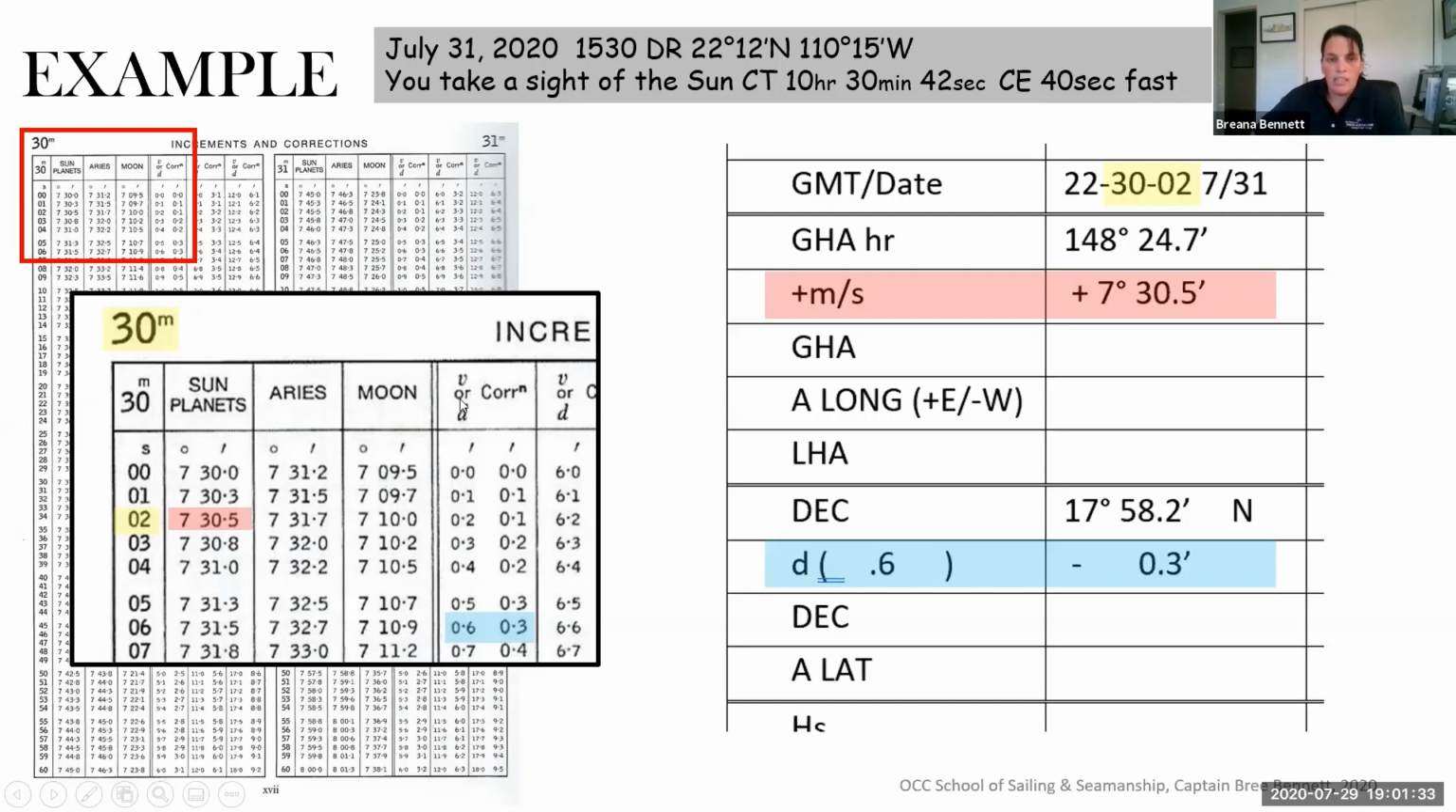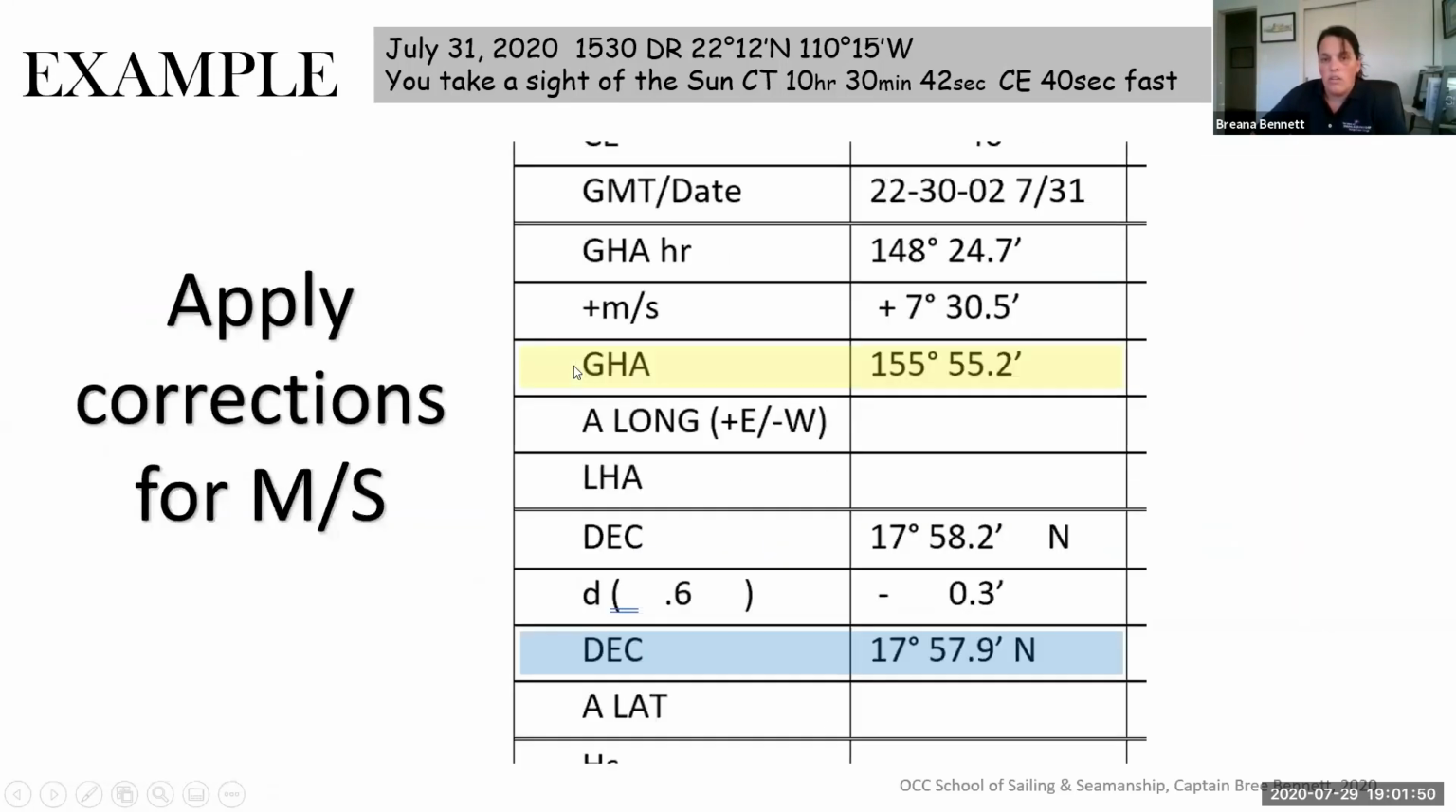And then for my little d, I go in with little d as 0.6. So my value was 0.3. So I'm going to subtract 0.3 from my declination. So now I apply my corrections, and I get a GHA of 155.2, and I get a declination of 17 degrees 57.9.